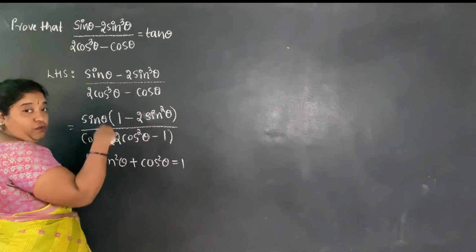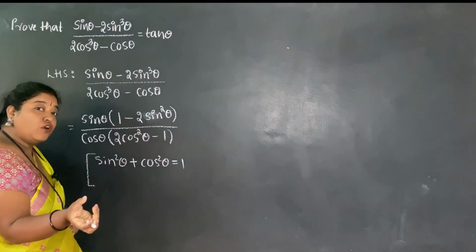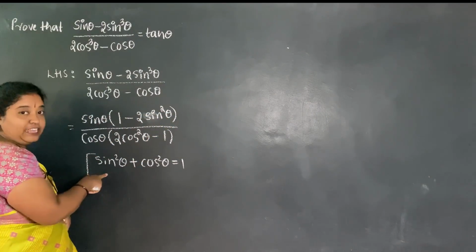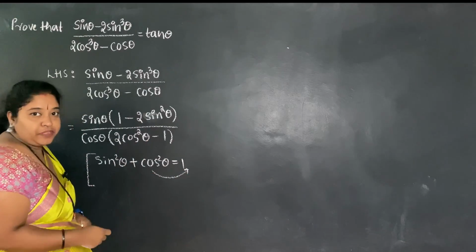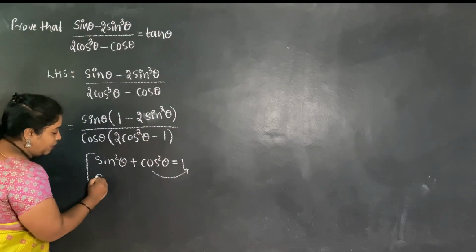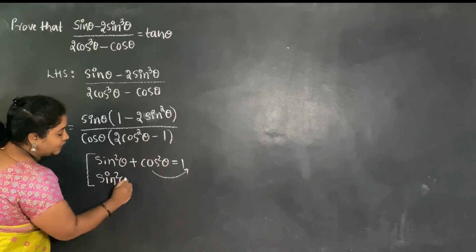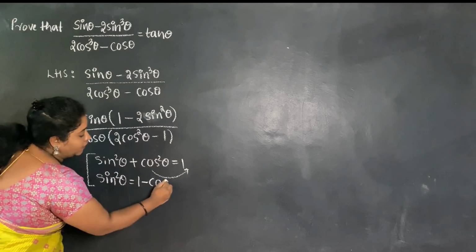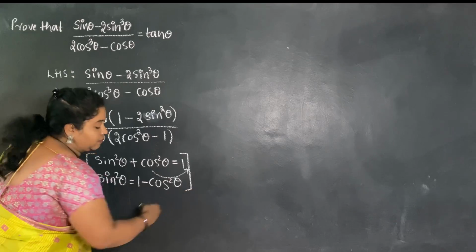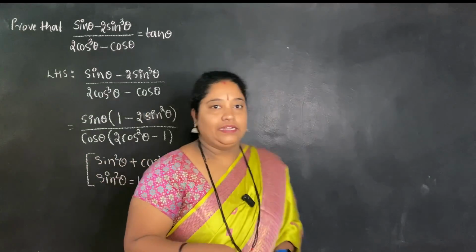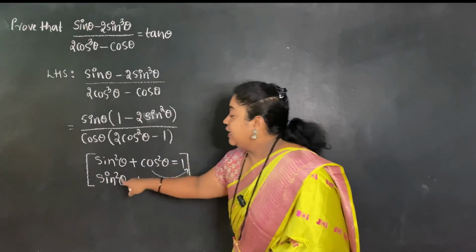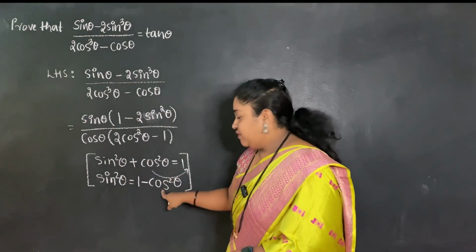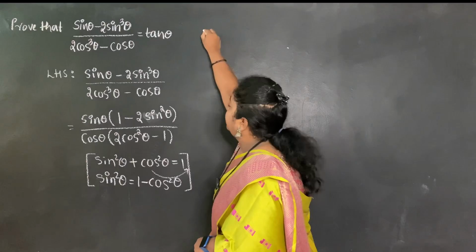Now, I need to write the sine in terms of cos. So, what do I do? Sine I keep here and cos square I'll send to the other side. Plus cos square will become minus cos square. So, now what will I have here? Sine square theta is equal to 1 minus cos square theta. Now, instead of sine square theta, I will substitute 1 minus cos square theta.